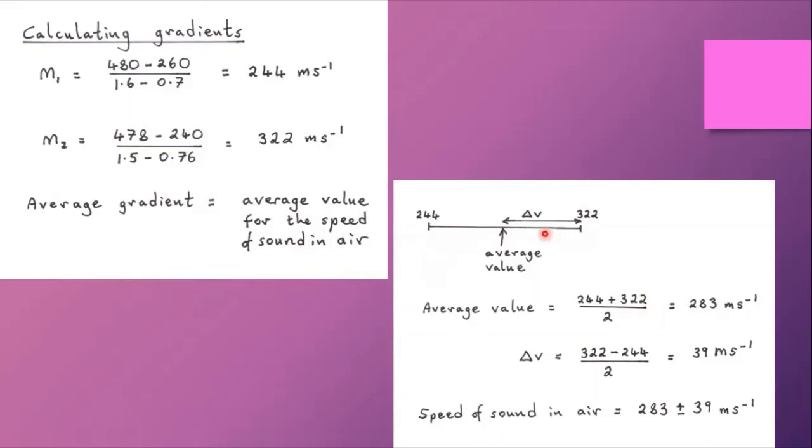Now, what is the uncertainty? Well, the uncertainty, delta V, would be the highest value minus the lowest value divided by 2, which is 39 meters per second. So I could say that the speed of sound in air is 283 plus or minus 39 meters per second. I'd actually be happier with 280 plus or minus 40 meters per second, but the speed of sound in air varies with atmospheric pressure and temperature. So we really should be thinking about recording the atmospheric temperature.